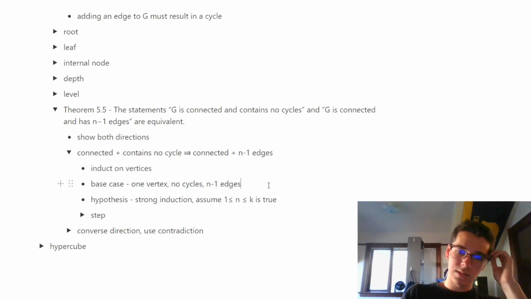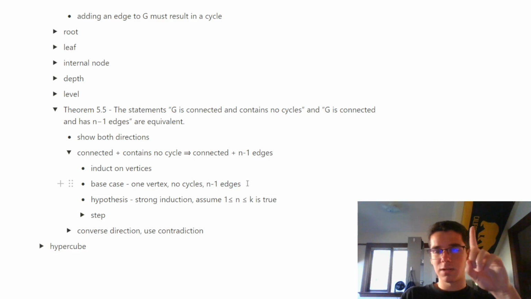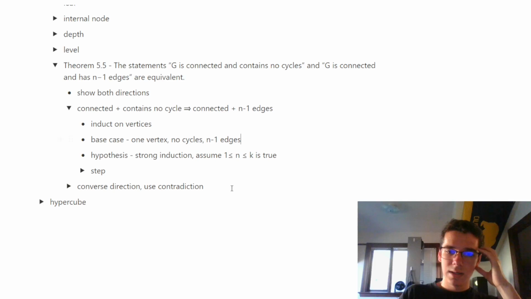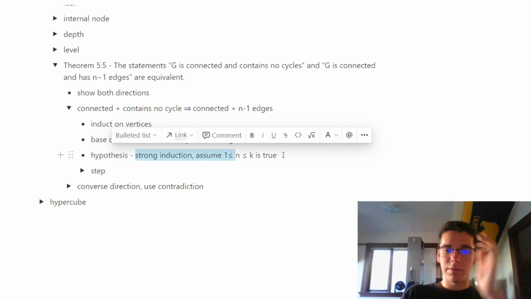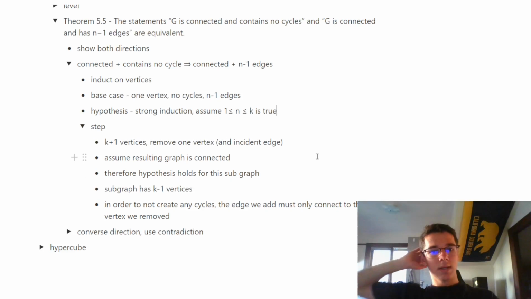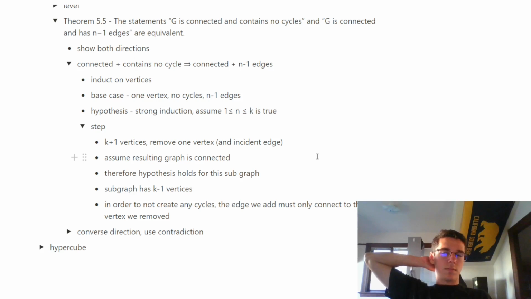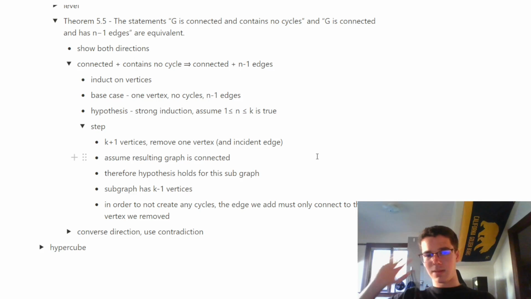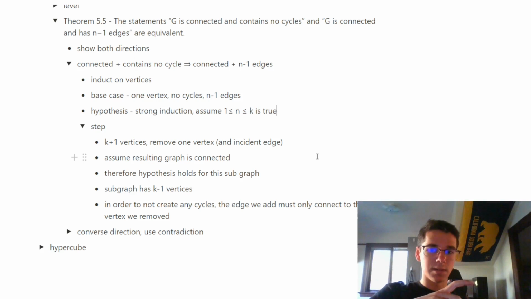Okay, so if we induct on vertices, one vertex has no edges, which has no cycles, and therefore the number of edges is n-1. One vertex minus 1 is 0, has 0 edges. We're going to use strong induction, assuming that everything before k value is true, and then we're going to take a step. So for k plus 1 vertices, we're going to remove an edge, and for some reason we assume the graph is still connected. If it's the case that it's connected, then we're going to roll with that and then just assume that the hypothesis holds for the subgraph.